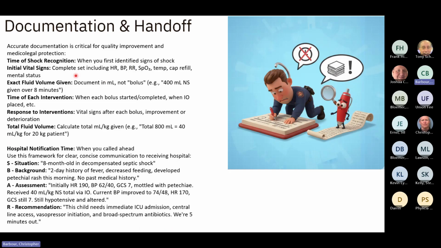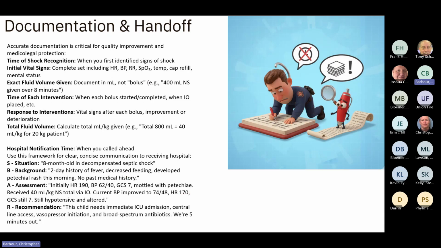Make sure you're telling them exactly how much fluid you gave. Don't write "bolus given" if you're giving multiple, and note the time, and if there was a change, if there was an improvement or no improvement.